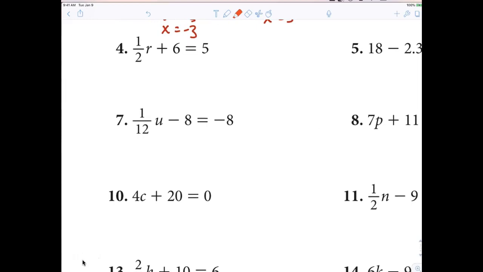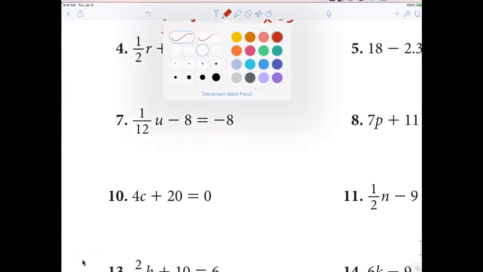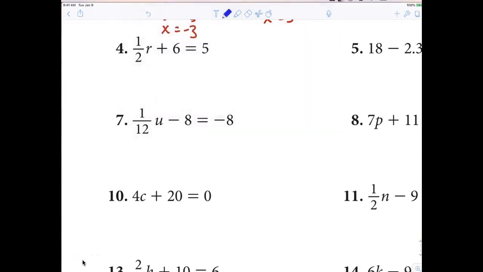All right, Chloe, what am I doing on number 4? Okay. Number 4, subtract 6. Yes, subtract 6, and then it would be -1. Yes. Now, how do I get rid of that fraction? You would multiply by the reciprocal. That's right. So we're multiplying by 2. R equals what? Exactly. R equals -2.